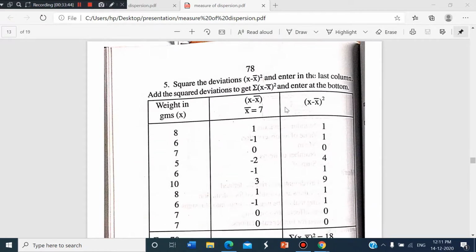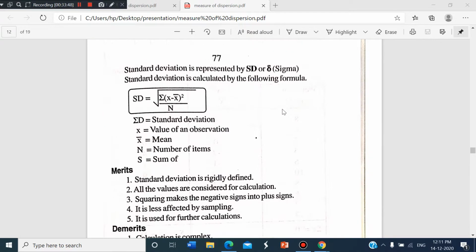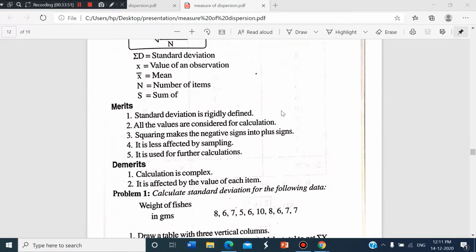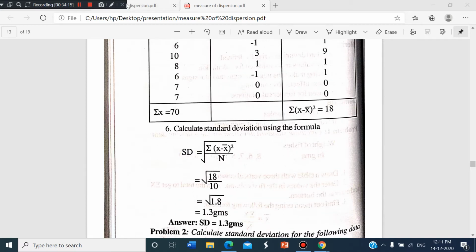I may need another 15-20 minutes to complete this, but time is not permitting me today, and at the same time we are far ahead as far as the syllabus is concerned. Probably tomorrow I will discuss with you again and complete this biostatistics.